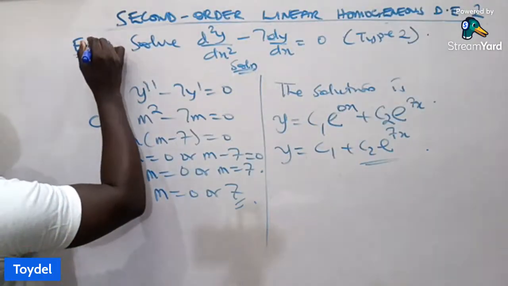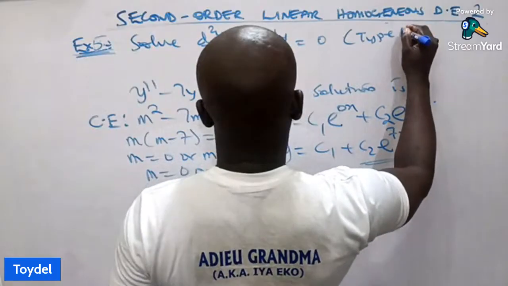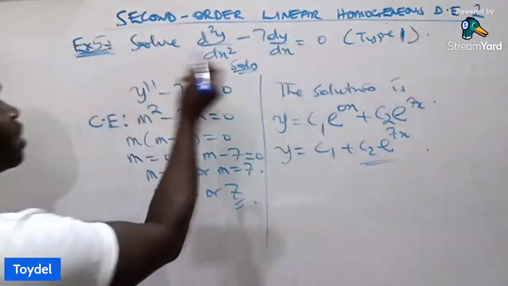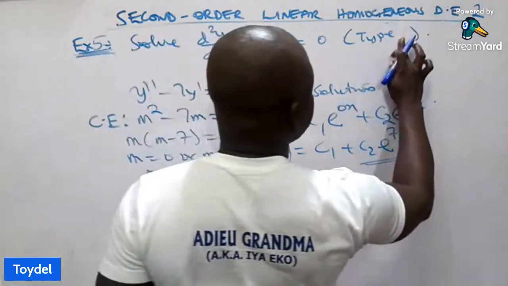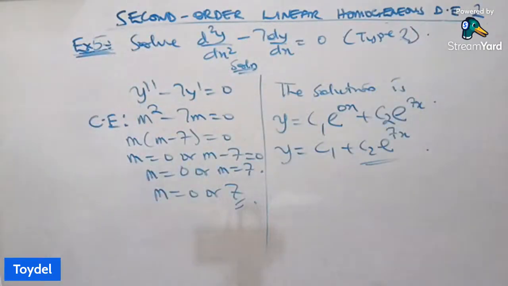So let's take another example. Example 4 is type 1. So let's take another example where we are going to have a type 2 differential equation. So that's what I'm about to write now.